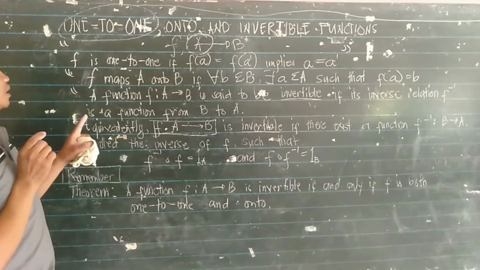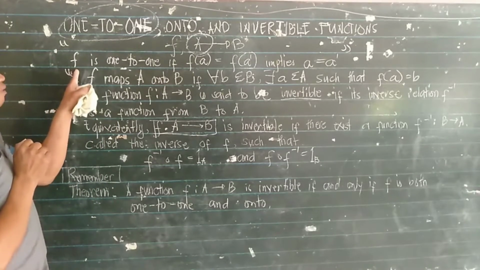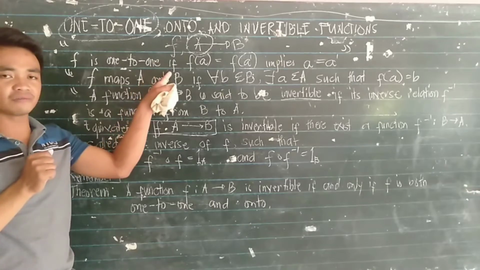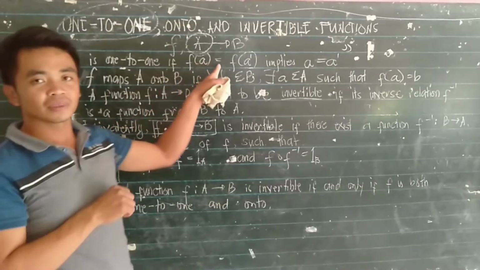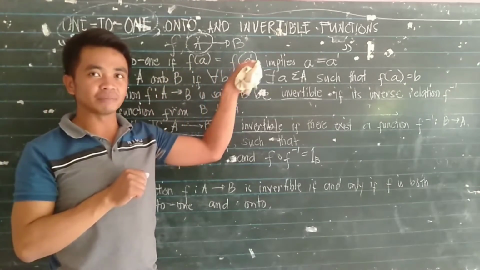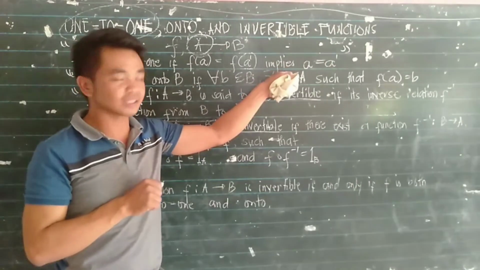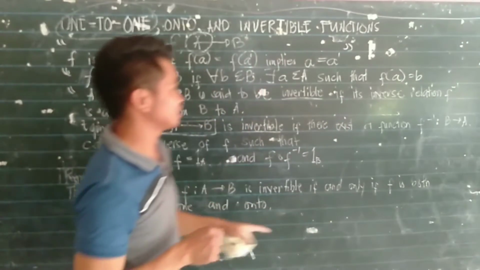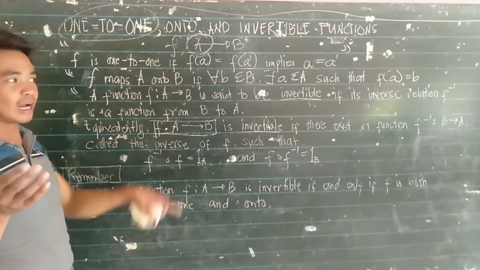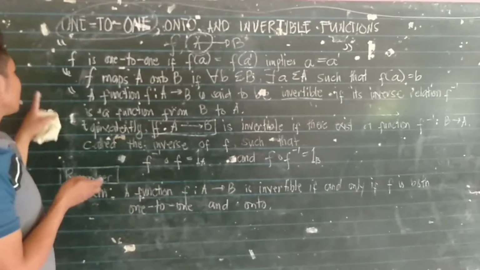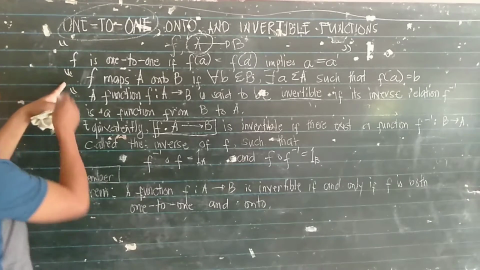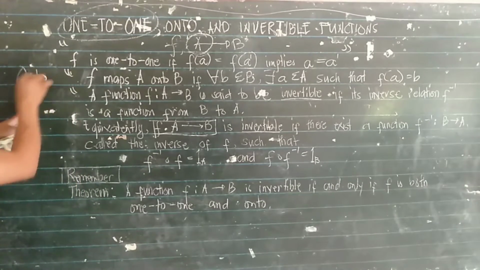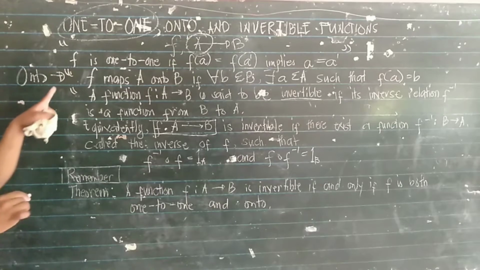Or this can be read as f is one-to-one if f of a1 is equal to f of a2, then it implies that a1 is equal to a2. That's it. Now, the examples will follow after I discuss this one. So, we have this one, the onto function. Let's proceed with this definition.